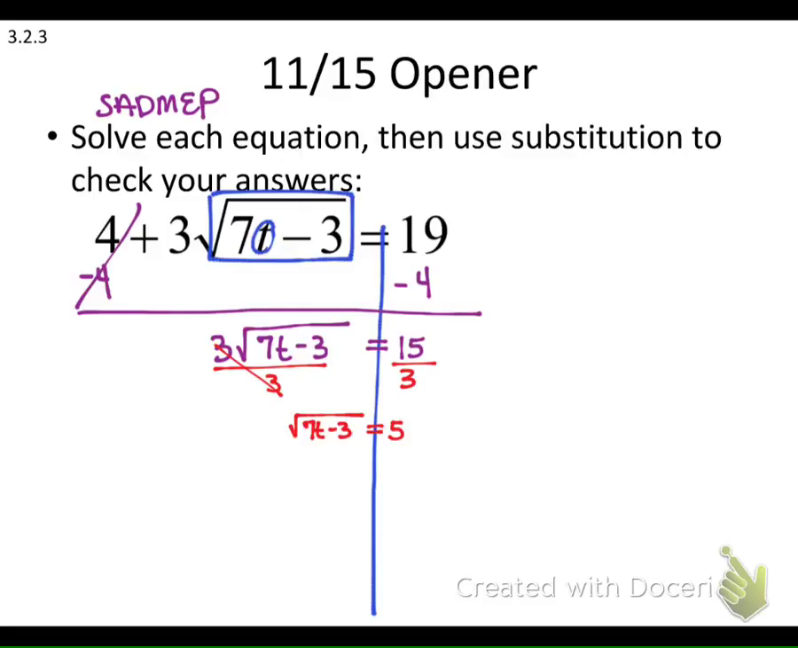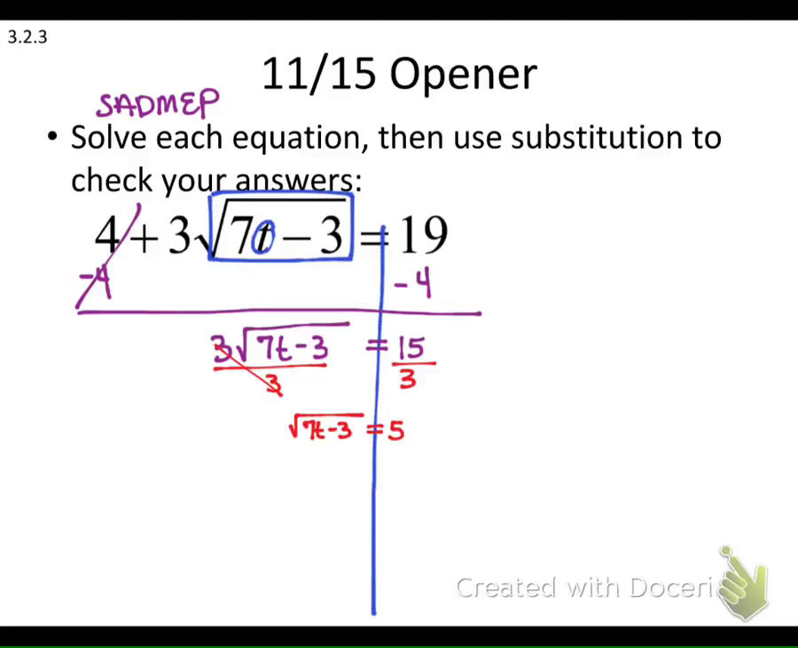Okay. Now, is my square root by itself? Is that square root by itself? No. Are there any other numbers over here that's not part of that square root? No, there's no other numbers over here that's not part of the square root, on my left side of the line of equality. So now I'm ready to move to step 2. Step 2 says I have to get rid of that square root sign. So how do I get rid of that square root sign?